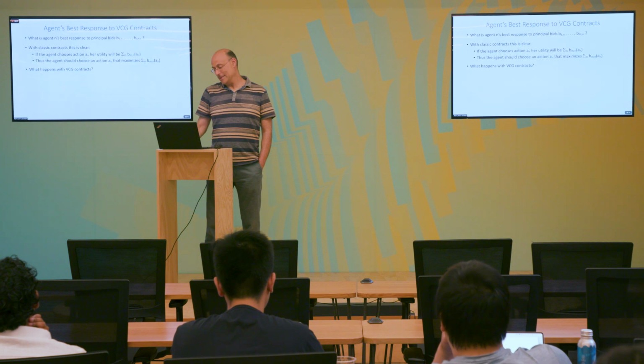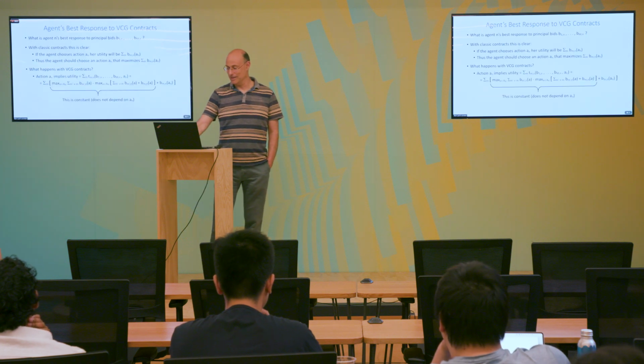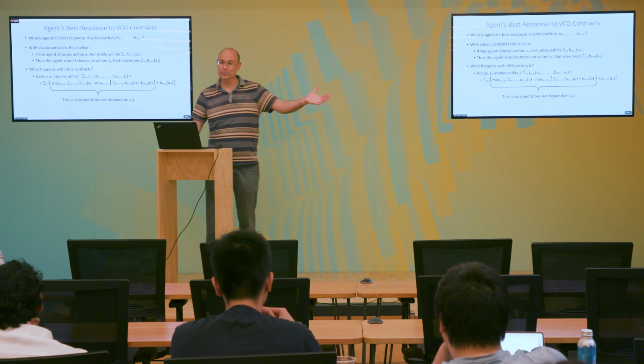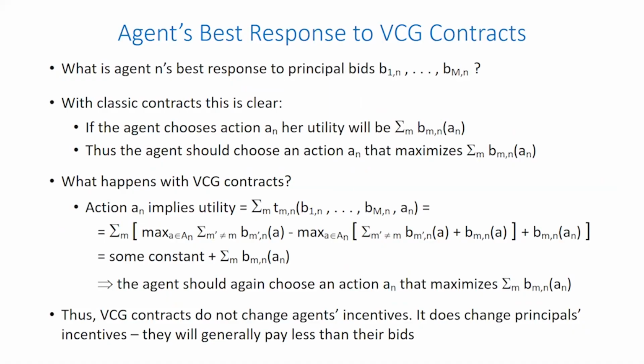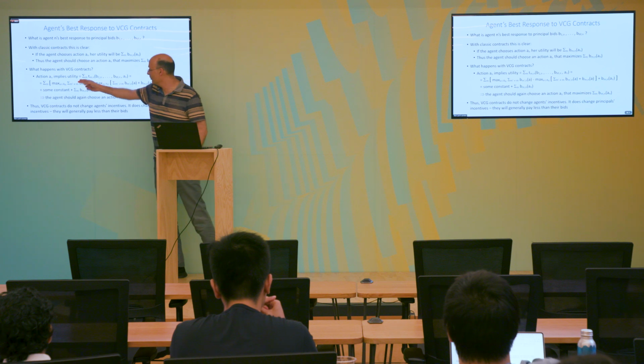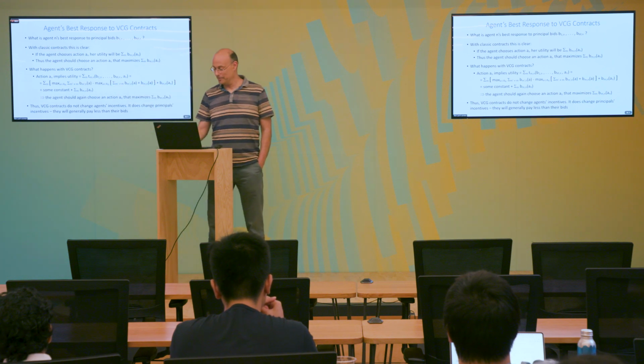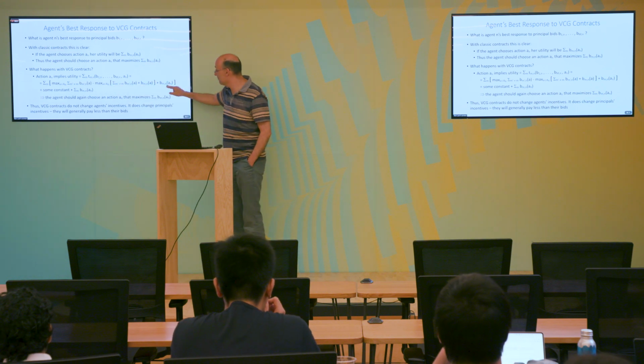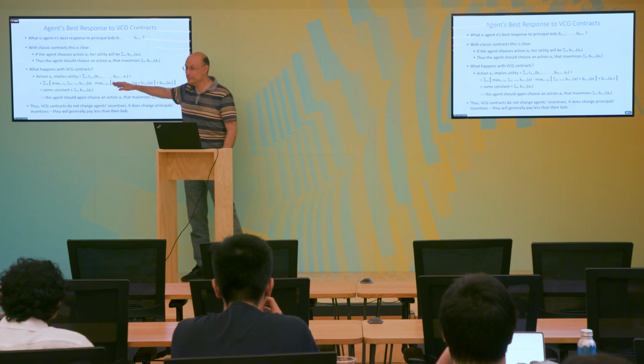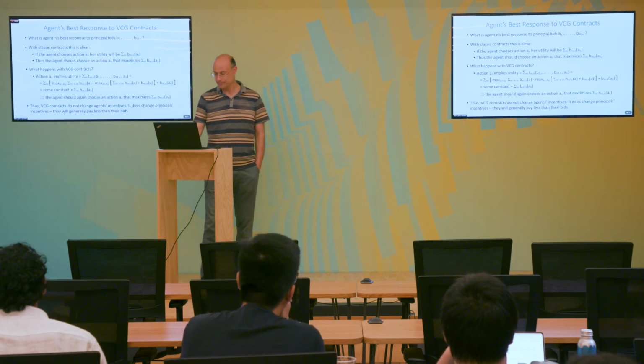Right, so these are the VCG contracts. I hope I managed to give you a little bit of intuition how they work. And so the VCG contracts don't change agents' incentives. They will still look only at the bids and will choose the action that maximizes the sum of bids. It does change the incentives of the principals. They will generally pay less because the maximum over here is larger than the maximum over here. And so if you interpret this as the maximal willingness to pay, they will actually, in general, pay less.